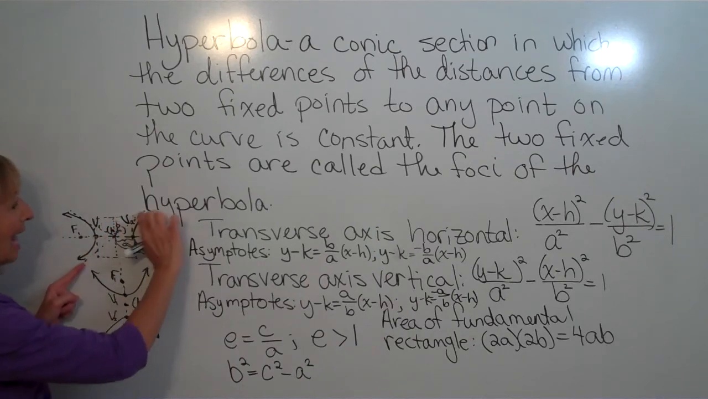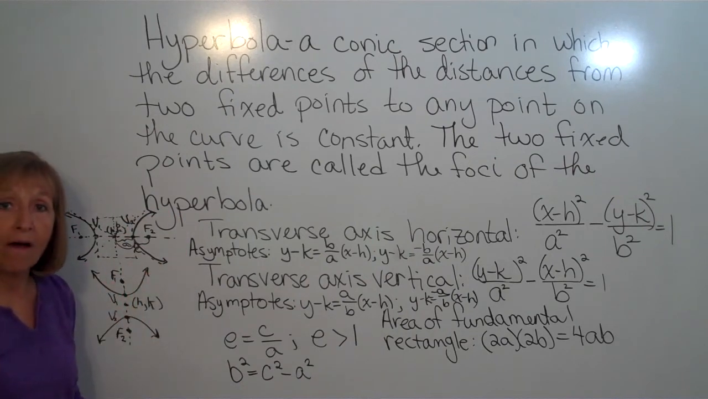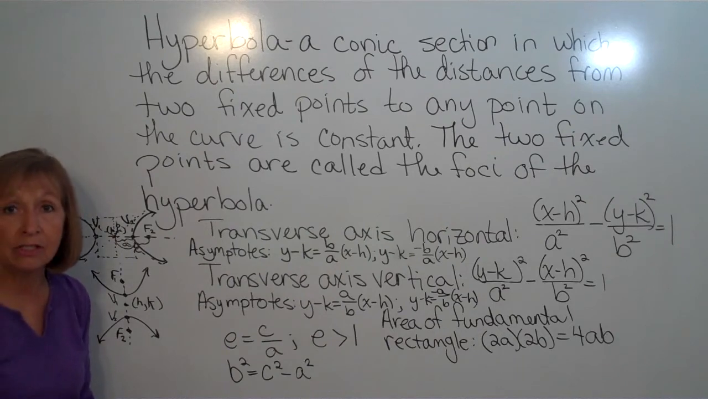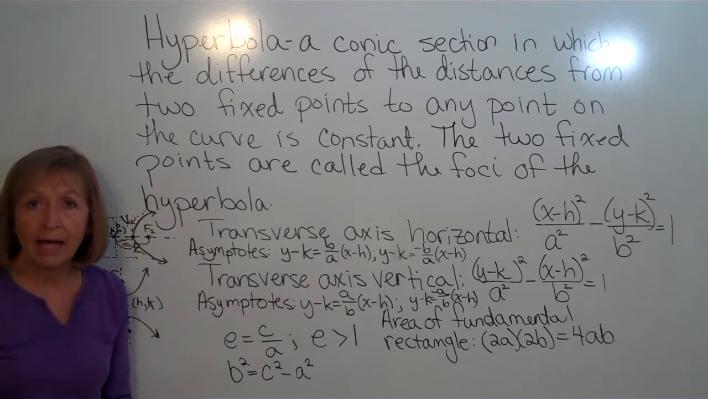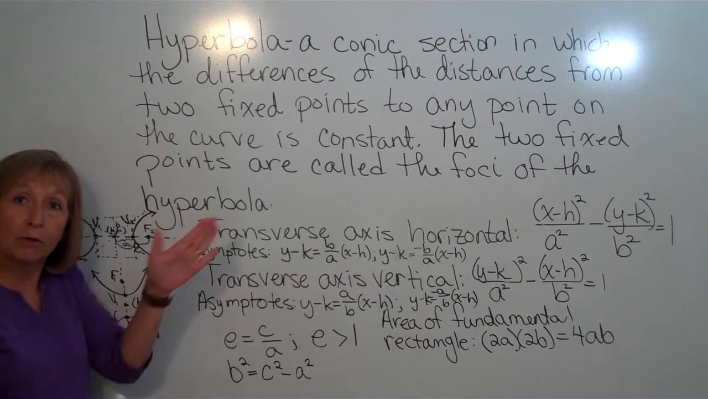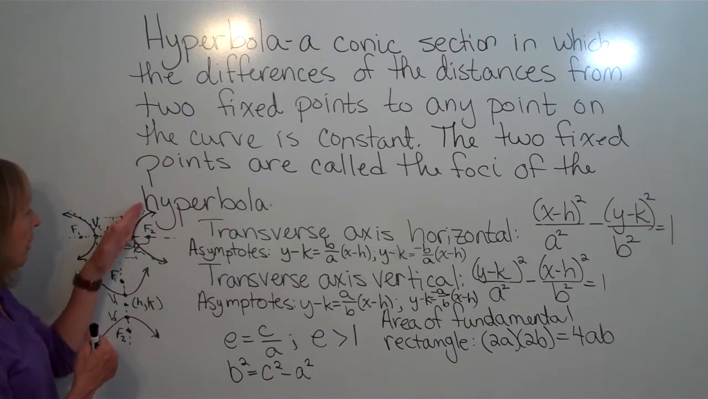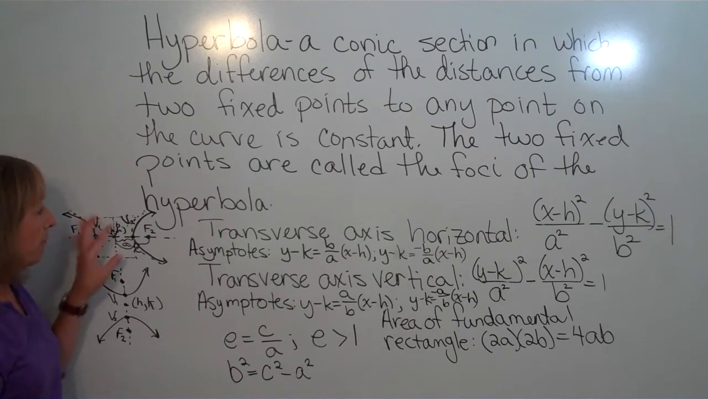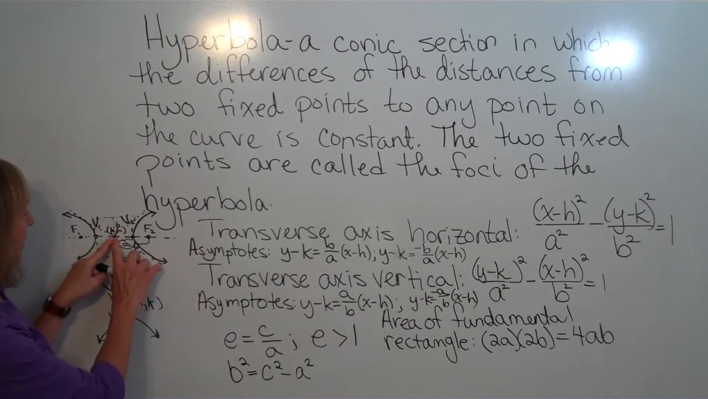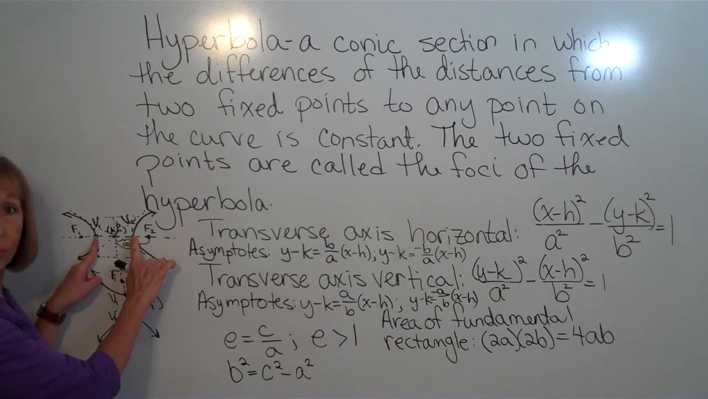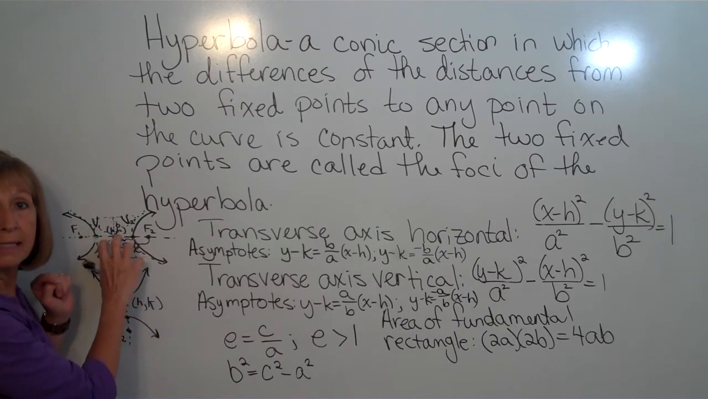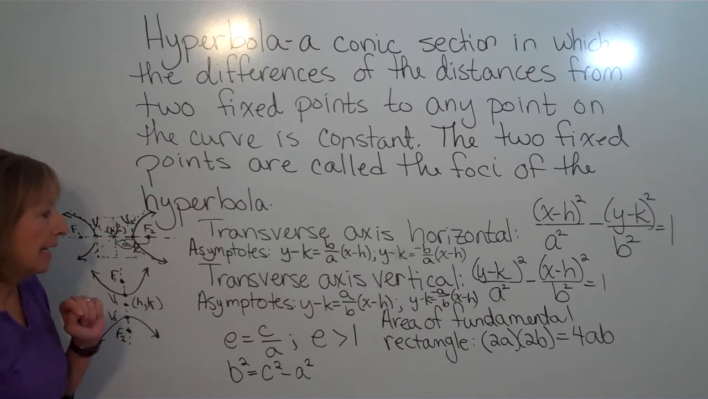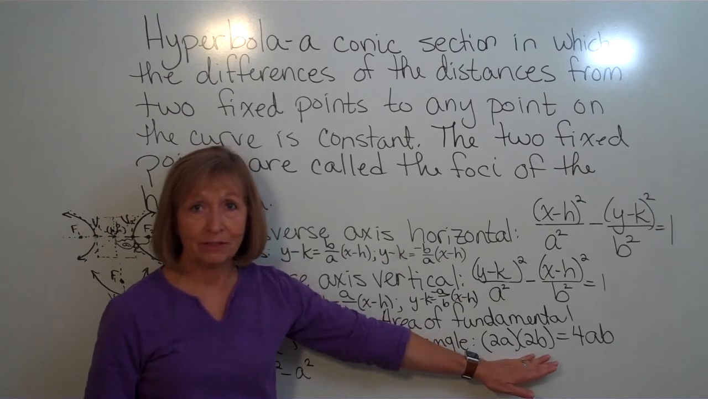These asymptotes go through the corners of the fundamental rectangle. They're the extensions of the diagonals of the fundamental rectangle. So I can use those to help me graph the hyperbola a little better, so I have the correct shape of its curvature. The fundamental rectangle is 2a wide and 2b tall, so 2a times 2b gives me 4ab as the area of my fundamental rectangle.